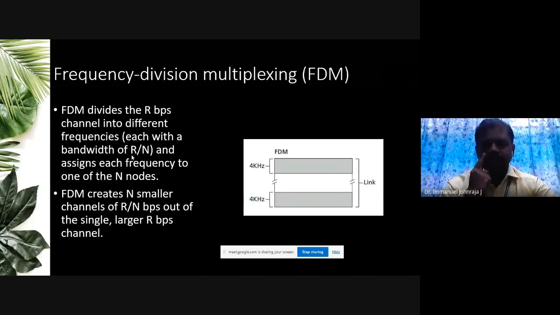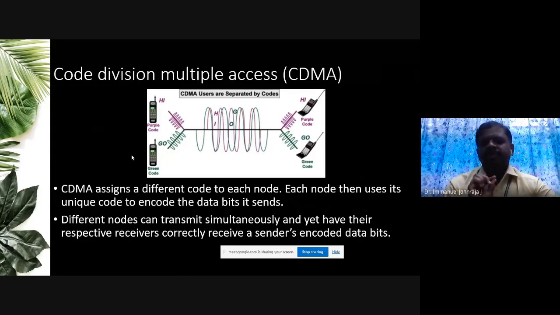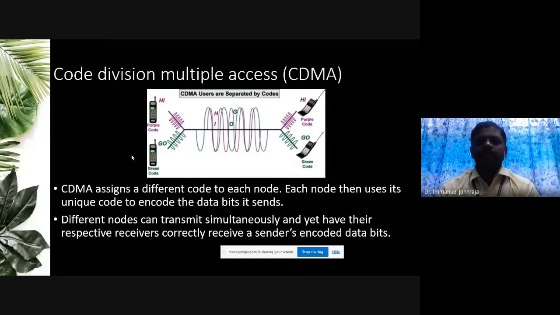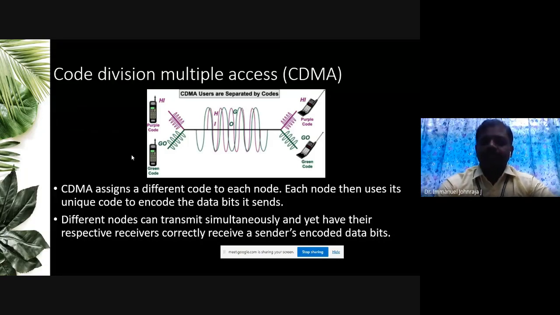In the case of code division multiple access, everyone is permitted to send simultaneously, and every station is assigned a specific code so that it can be decoded at the receiver side. Not much technical input is given on CDMA. It is left to the reader, the students or the faculty, for their knowledge enhancement.